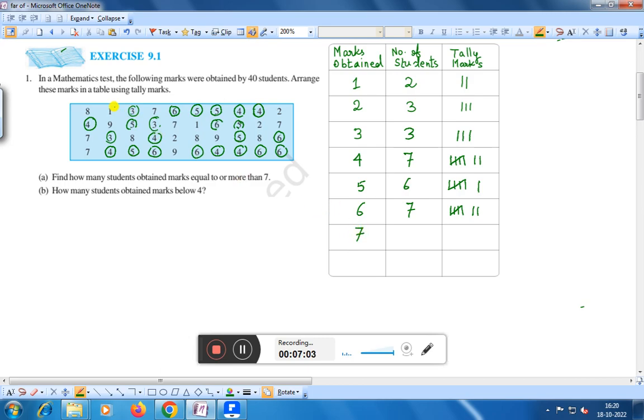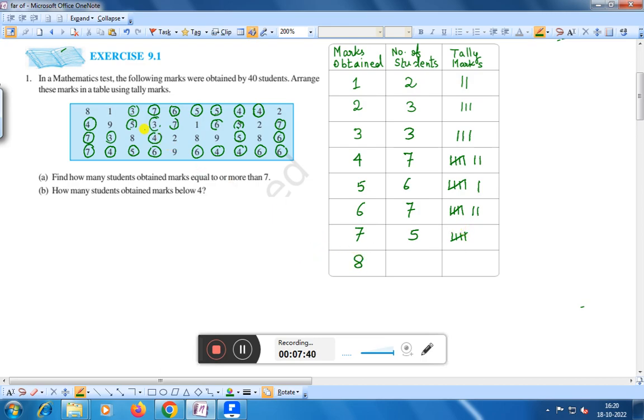Now, number 7. How many students are there? In row 1, 1. In row 2, 2, 3, 4, 5. Now student is 5. Therefore 1, 2, 3, 4 and 5. Right? Now 8.